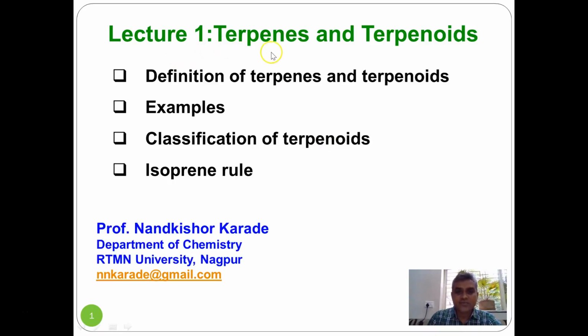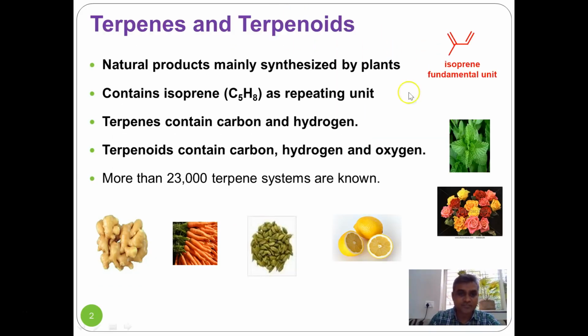In this lecture, we are going to discuss the basic terminologies involved in terpenes and terpenoids. We will see the definitions, examples, various structures and classification of terpenoids. We will also see how the isoprene rule is useful in understanding the complexity of structures of terpenes and terpenoids.